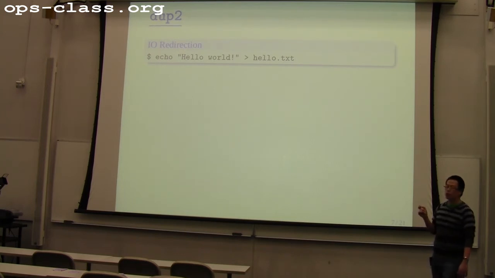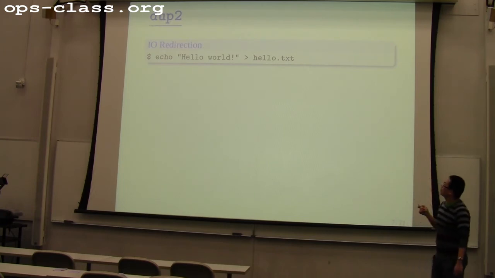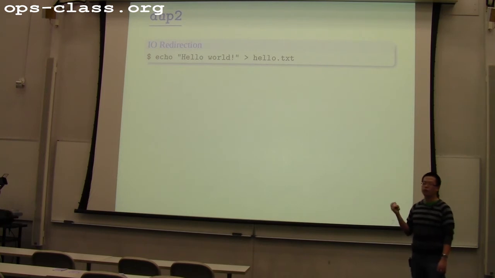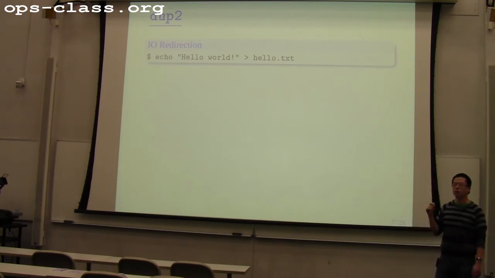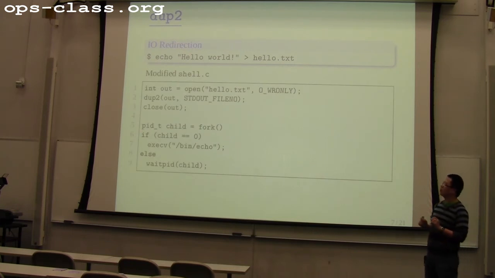Now, the question is, do we need to modify echo.c so that it understands that now the user doesn't want to print to stdout, and it should write the content to the file? Do we need to modify echo.c to enable the I/O redirection? That's what dup2 does, right? We can implement this functionality like this. So we leave echo.c as it is. We don't change it.